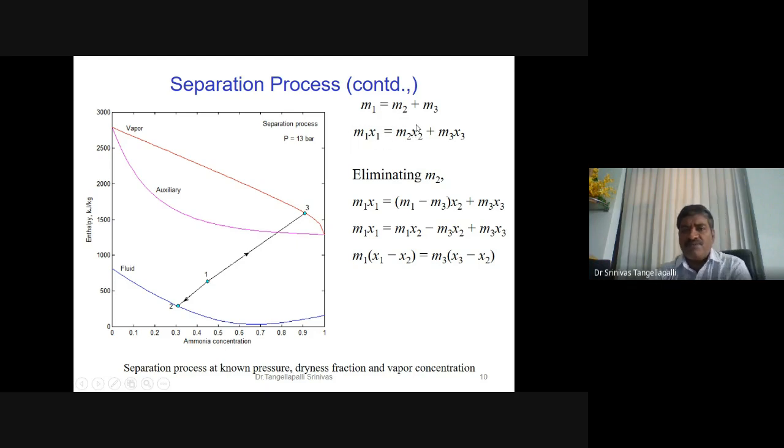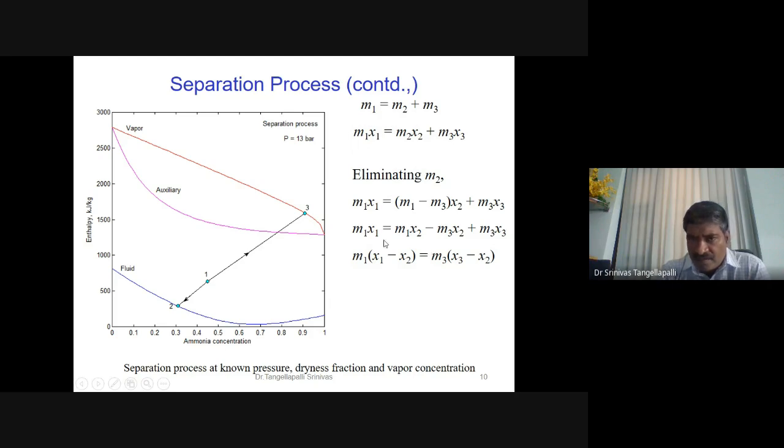That means you are combining equation 1 and equation 2, and you will get a single equation. So what is the final simplified equation after eliminating M2? M1 X1 is equal to, in place of M2, M1 minus M3 into X2 plus M3 into X3. So M1 X1 is equal to M1 X2 minus M3 X2 plus M3 X3.